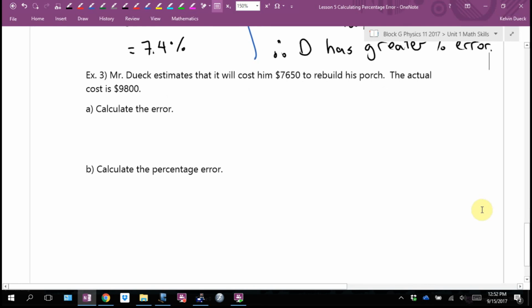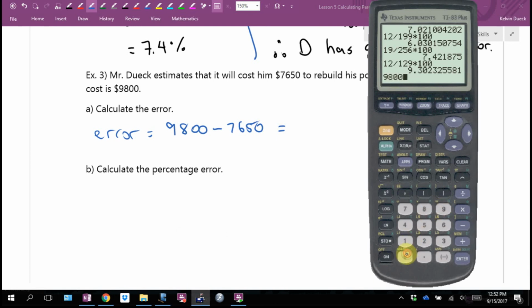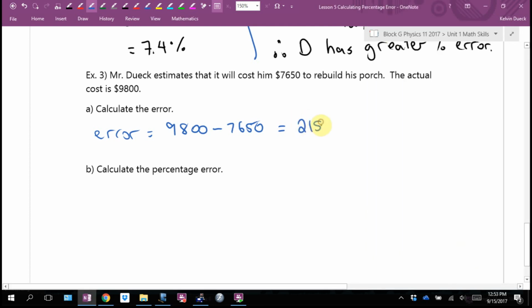Mr. Duick estimates that it will cost him $7,650 to rebuild his porch. The actual cost is $9,800. Calculate the error. $2,150. Yeah. Calculate the percentage error.